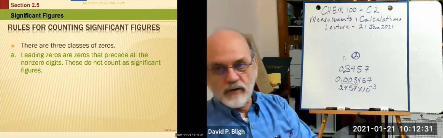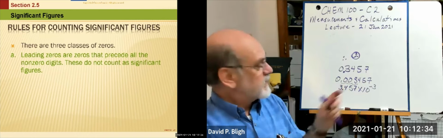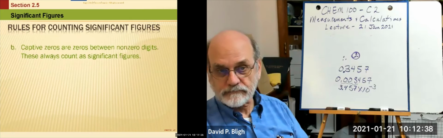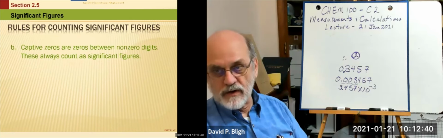Okay, leading zeros. What are the other kinds? Well, there could be a zero stuck in between two non-zeros, right? They're called captive zeros.